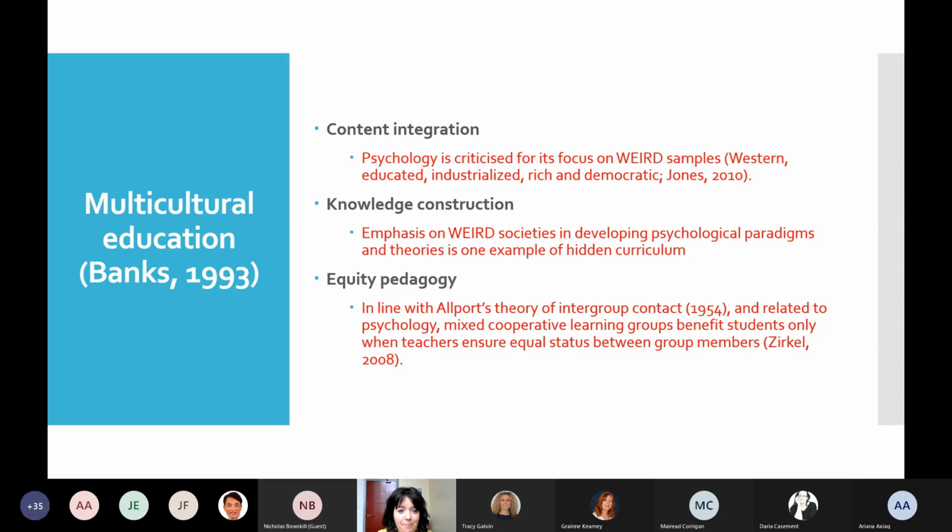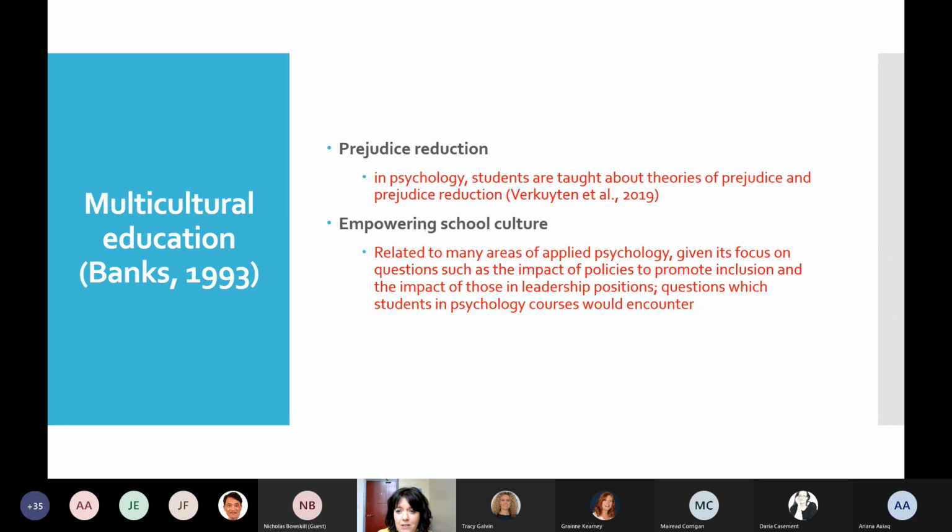And successful forms of this pedagogy can be informed by the insights of applied social psychological theory, such as Allport's contact theory. The 4th dimension outlined by Banks is prejudice reduction, which relates to the inclusion of topics in curricula such as prejudice, discrimination and racism. And these topics have a high profile in psychology teaching.